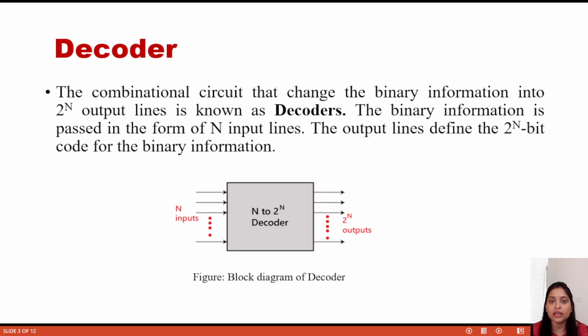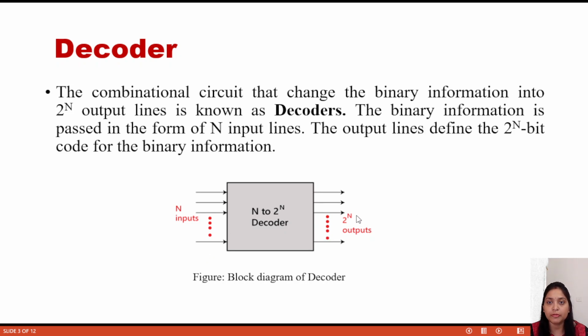A decoder is a combinational circuit that changes binary information into 2 to the power n output lines. You can see the block diagram. Here the number of inputs is n, but the outputs are 2 to the power n. For example, if the number of inputs n is 4, then the output will be 2 to the power 4, that means 16. If the number of inputs is 3, then 2 to the power 3 is 8.